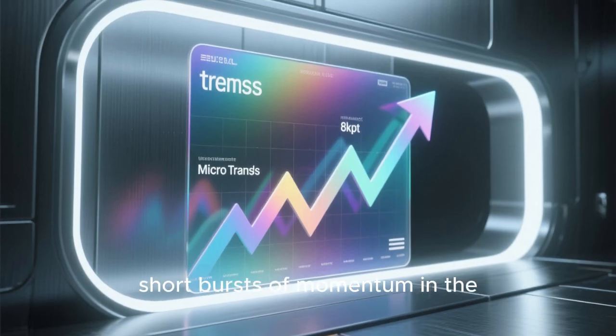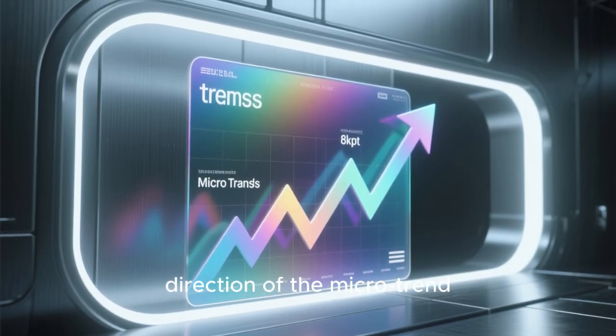This strategy works best during high-volume market sessions, specifically the London and New York sessions. Avoid trading during low liquidity periods, especially late Asian session hours. On the 1-minute chart, the goal is not to catch large moves. The goal is to catch short bursts of momentum in the direction of the micro trend.